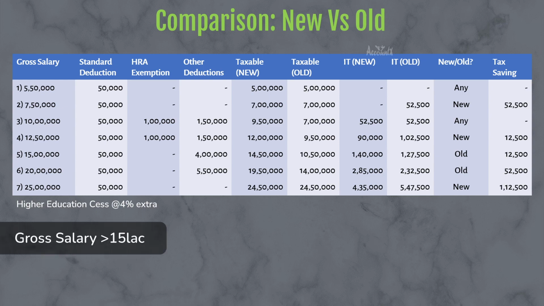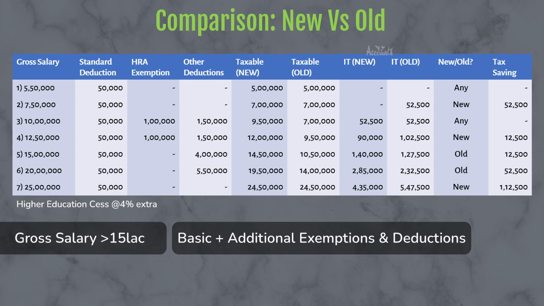But if your gross salary is more than 15 lakh and in addition to basic exemptions, you avail additional exemptions like LTC or additional deductions like deduction of interest on housing loan, then deduction under section 80D, that is the health insurance premium that you pay, then deduction under section 80EEB, that is interest on loan to buy an electric vehicle, and so on. If you have these additional exemptions and deductions, then only in that situation choosing old tax regime would be beneficial for you.